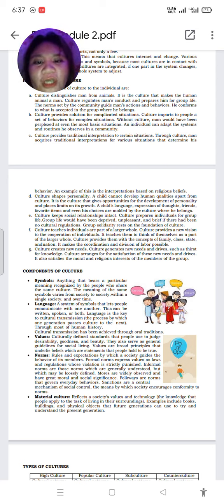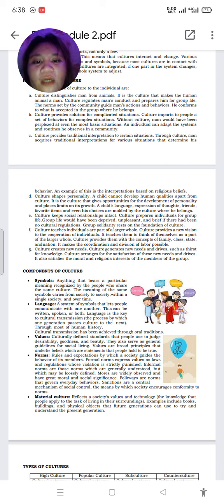So culture shapes personality. Why? Because a child cannot develop human qualities apart from culture. It is the culture that gives opportunities for the development of personality and places limits on its growth. A child's language, expression of thoughts, friends, and place and favorite items, and even his clothes, his choices are molded by the culture where he belongs.